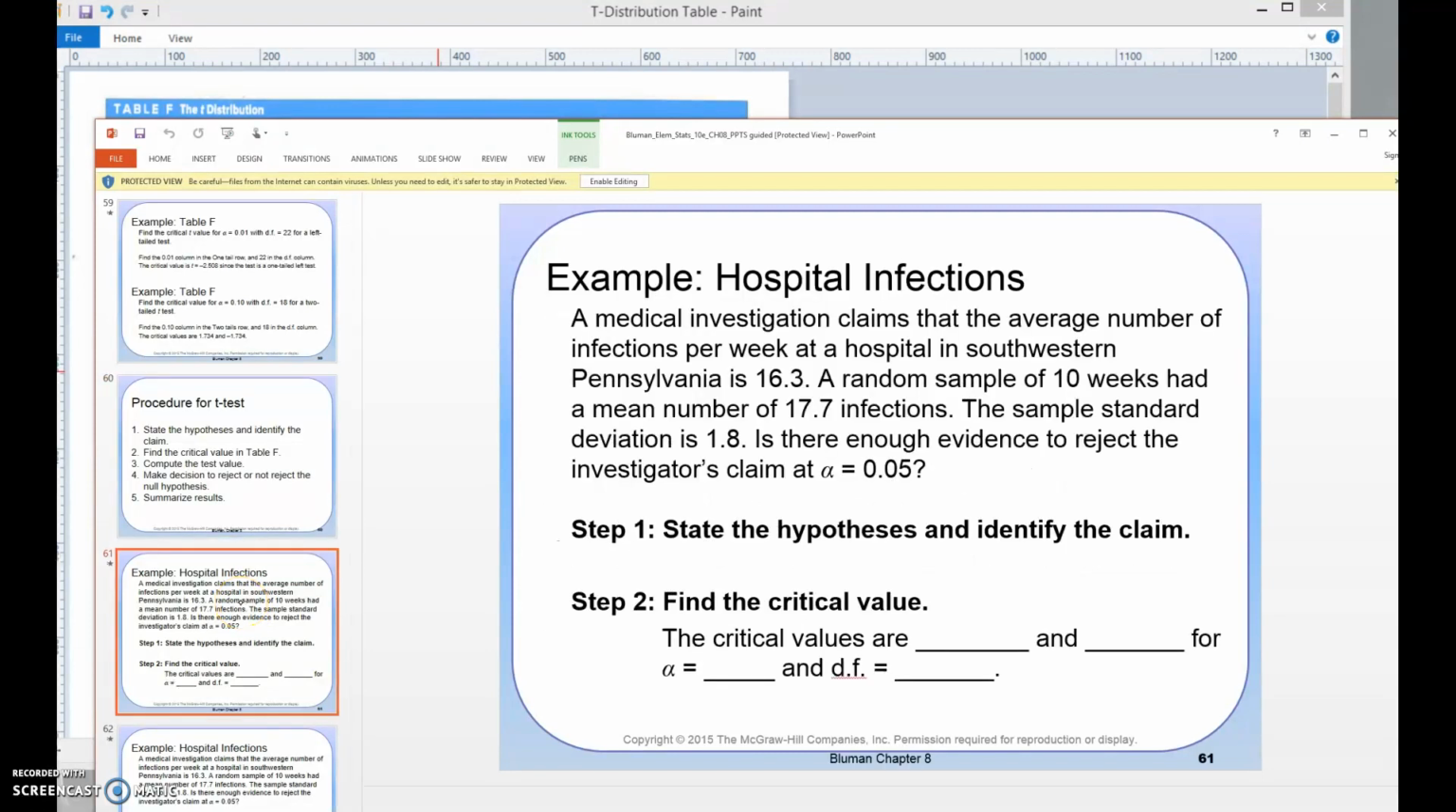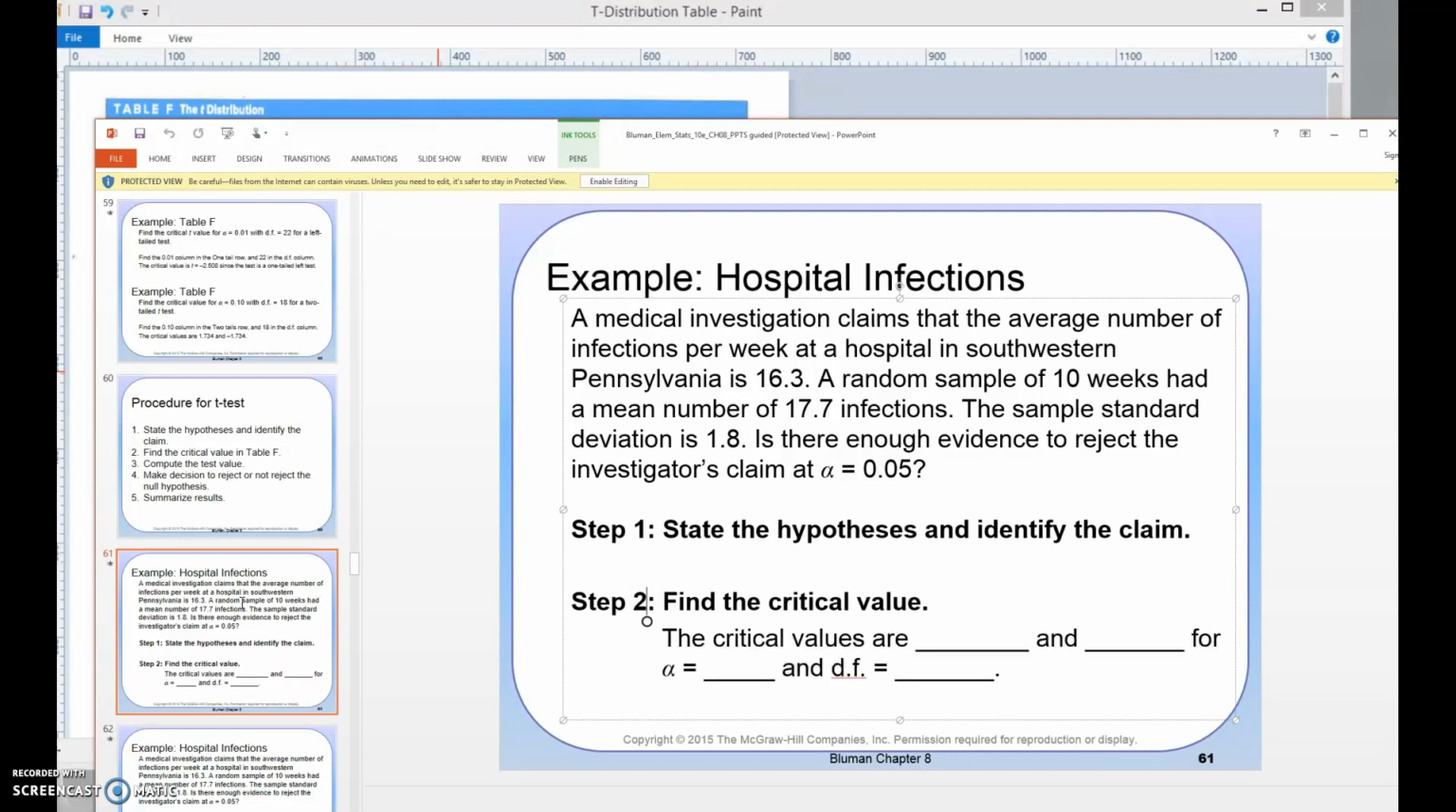Going into our first example on hospital infections, we're noticing that the average number of infections per week is 16.3, a random sample of 10 weeks, and a mean number of 17.7. The sample standard deviation is 1.8. Is there enough evidence to reject the investigator's claim at alpha equals 0.05?